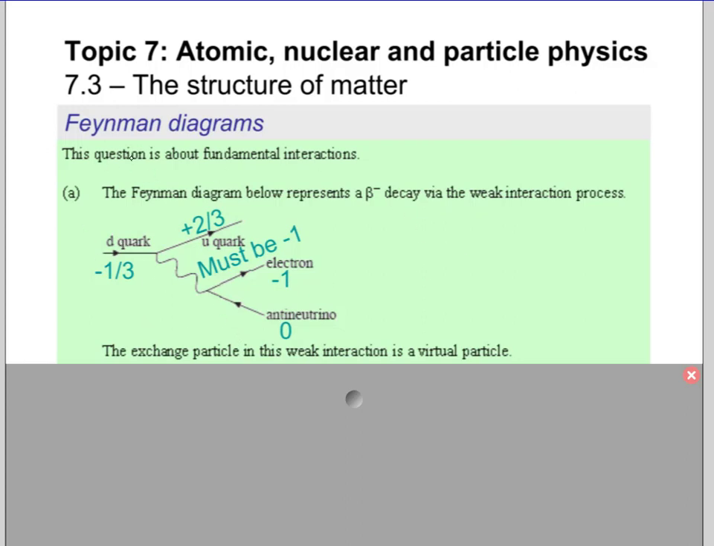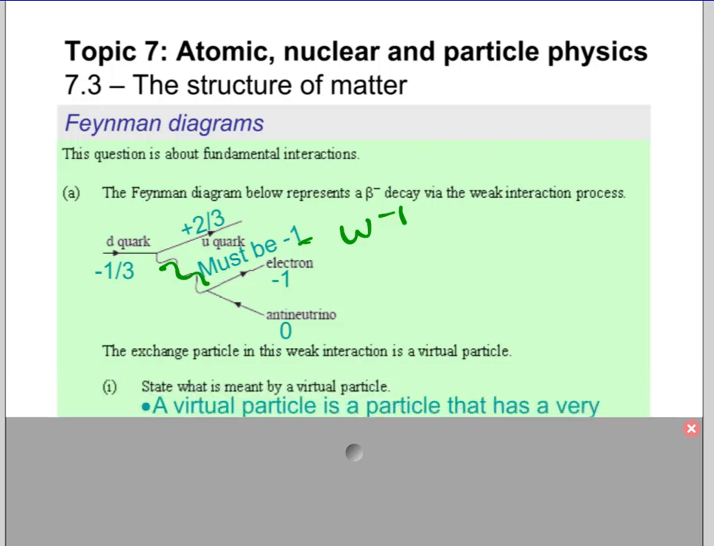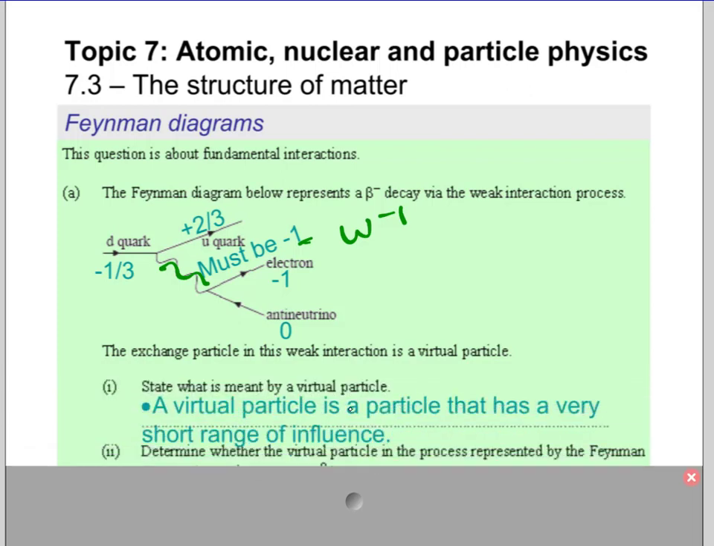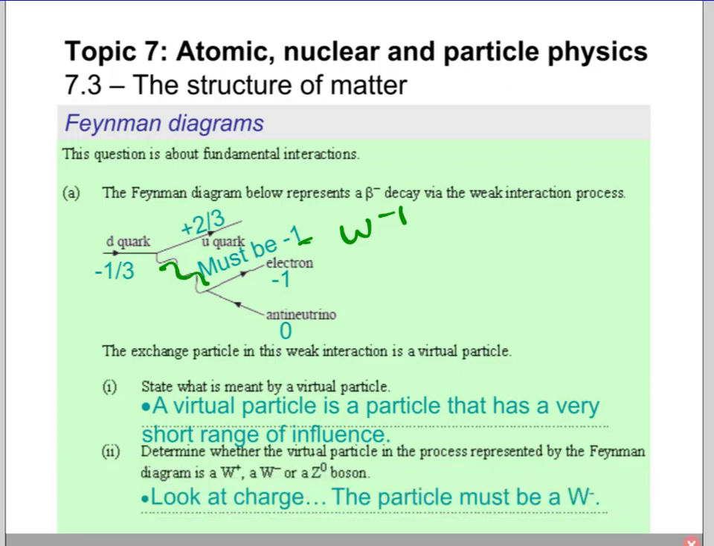This is just a question that I just went over. Here's the Feynman diagram below that represents a beta negative decay. The down quark is negative 1/3 for charge. The up quark is positive 2/3. The only way to balance that is if this is a negative 1 on the squiggly line here. This has to be a negative 1, and that's how we know it's a W minus. The exchange particle in this weak interaction is a virtual particle. A virtual particle is a particle that has a very short range of influence, whether it's a W plus, W minus, or Z0. A Z0 would have no charge. This is negative 1. This is positive 1.